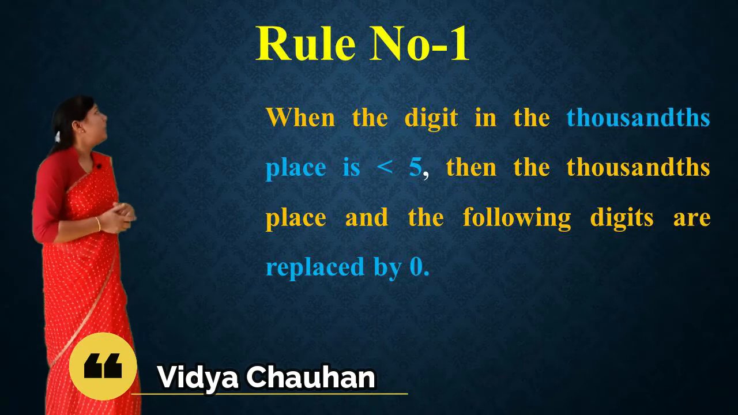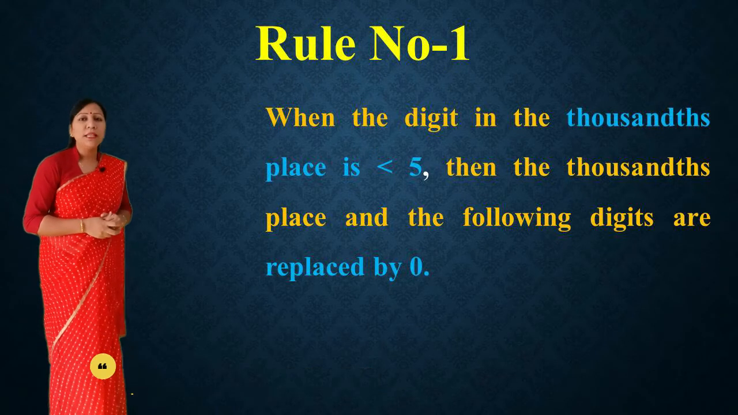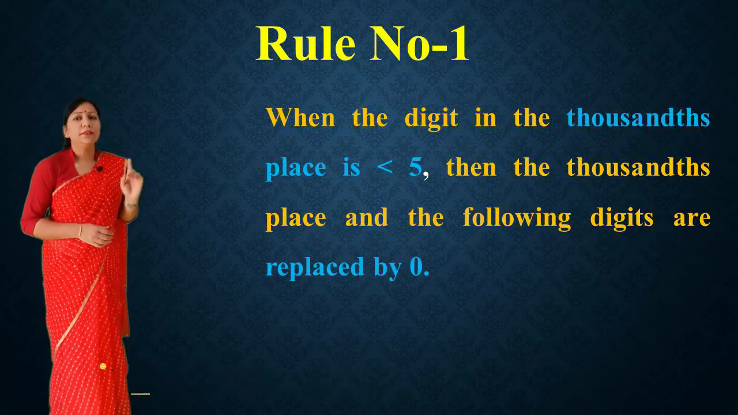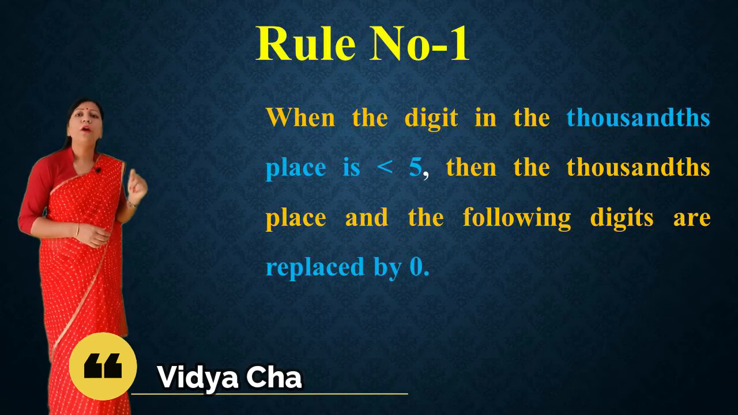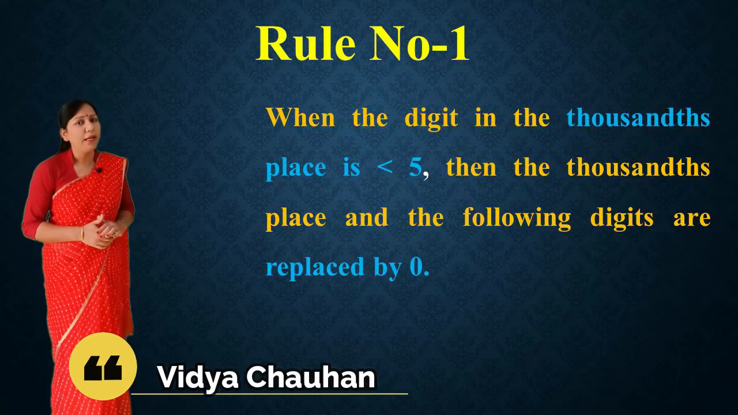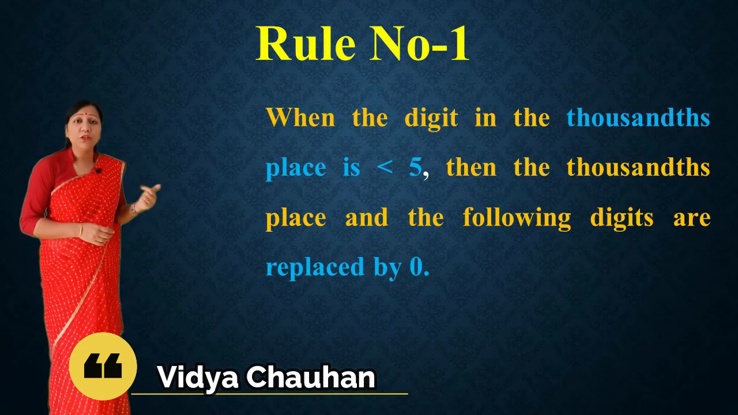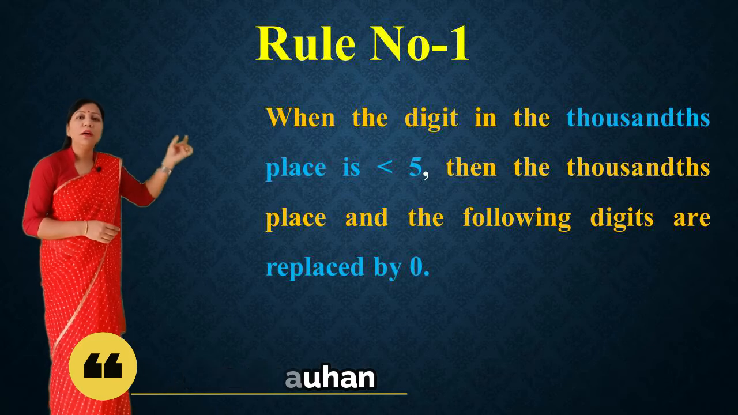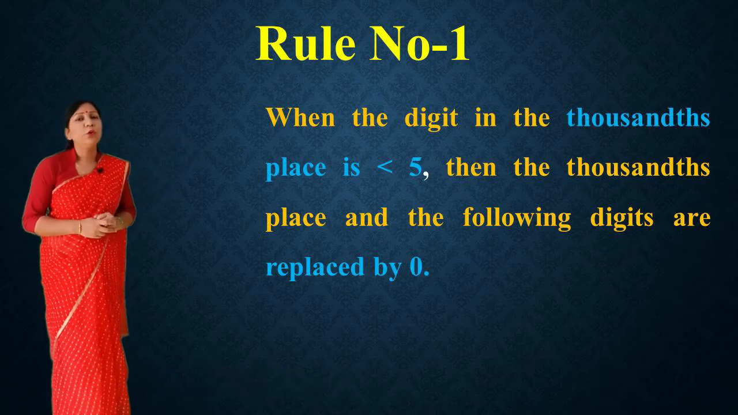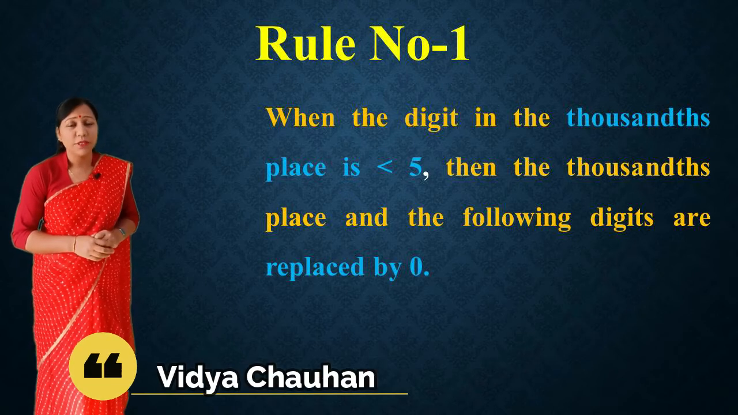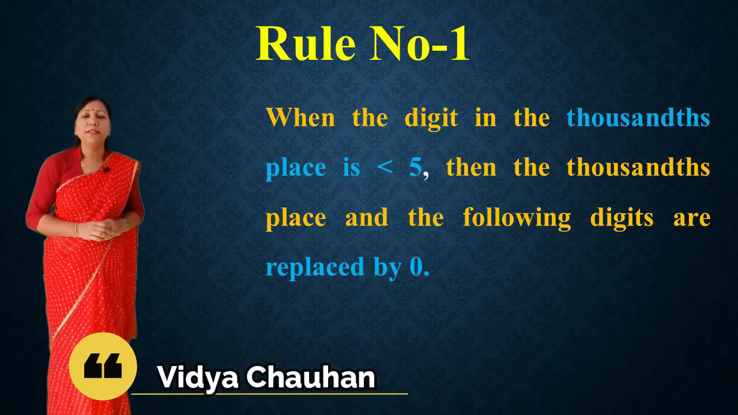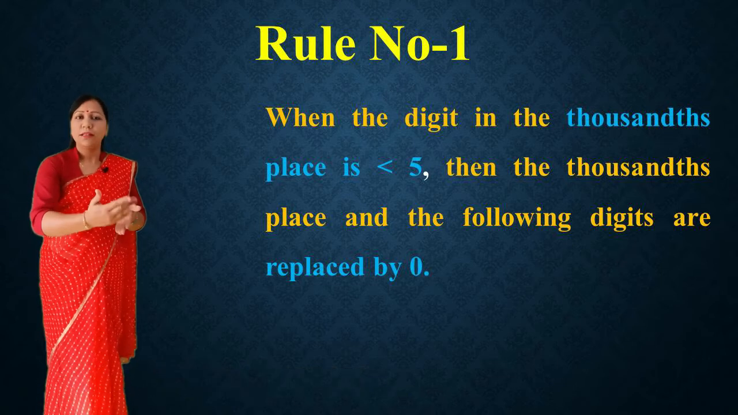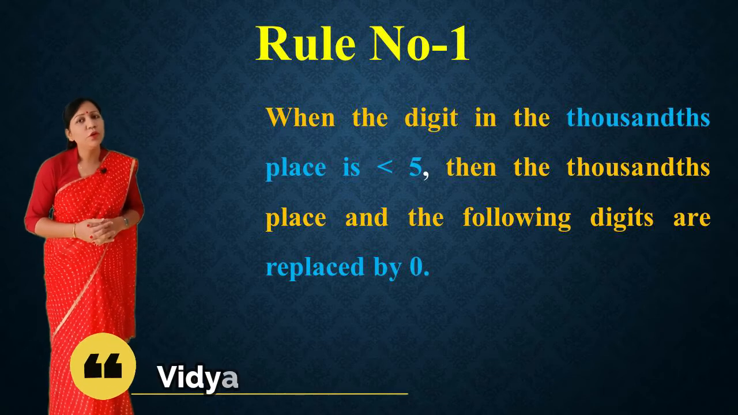The first rule is: when the digit in the thousandths place is less than 5, then the thousandths place and the following digits are replaced by 0. As we looked at the digit at the hundredths place for 1 decimal place, now you have to check the thousandths place digit. If it is less than 5, then the thousandths place digit and the digits following it will reduce to 0.